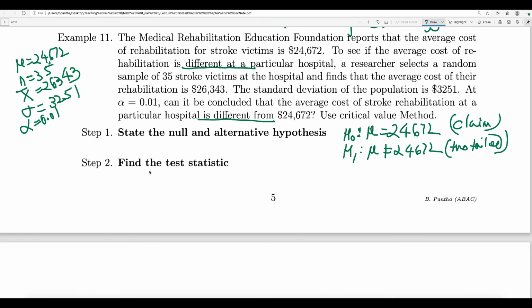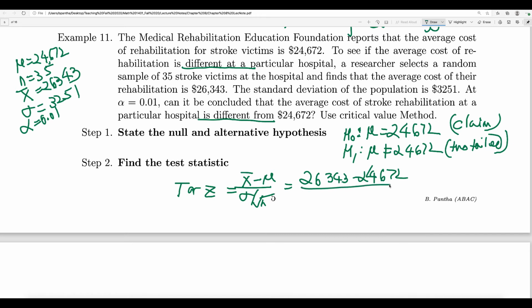Now let us find out the test statistic. How do I find that? Is it T or Z? Because sigma is given, that's what we call a Z test. So z equals x bar minus mu over sigma over root n. That will be 26,343 minus 24,672, divided by sigma, which is 3251, divided by root 35, right? If you do that on the calculator, you will get 3.04.